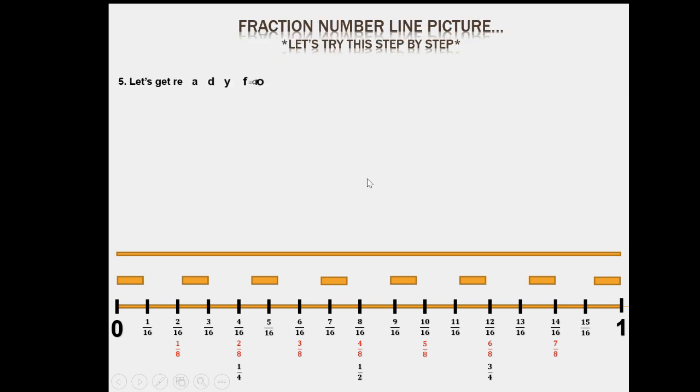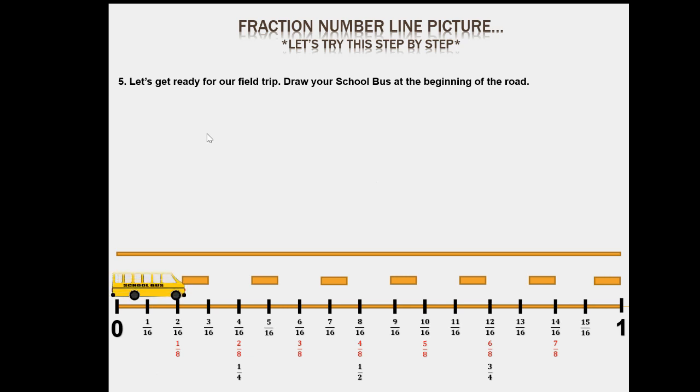Our next step says, let's get ready for our field trip and draw a bus at the beginning of the road. Now, of course, I didn't draw anything here. I just put it on the number line, using little pictures that I found on the internet. So we have our school bus there, and we are ready to roll.